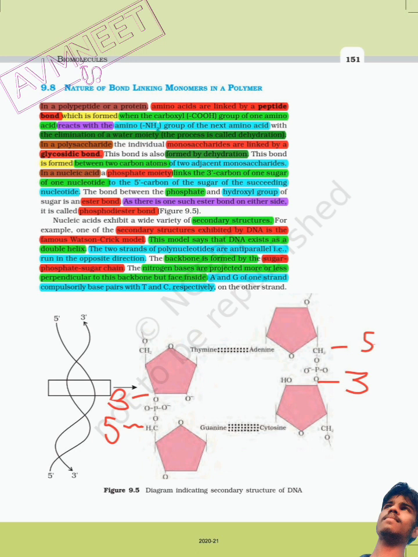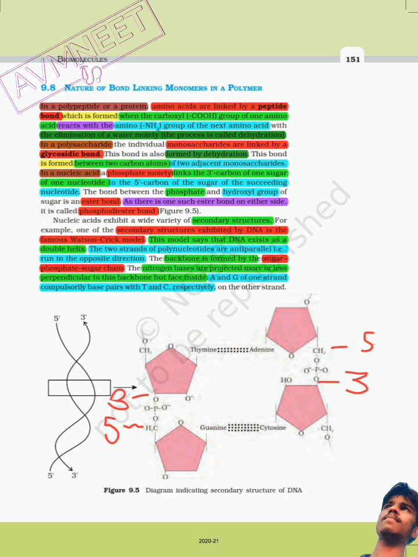Nucleic acids exhibit a wide variety of secondary structures. For example, one of the secondary structures exhibited by DNA is the famous Watson-Crick model. This model says that DNA exists as a double helix. The 2 strands of polynucleotides are antiparallel, that is, run in the opposite direction. The backbone is formed by the sugar-phosphate-sugar chain. The nitrogen bases are projected more or less perpendicular to this backbone but face inside.